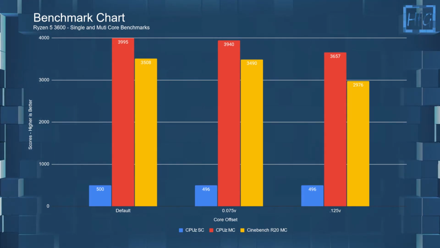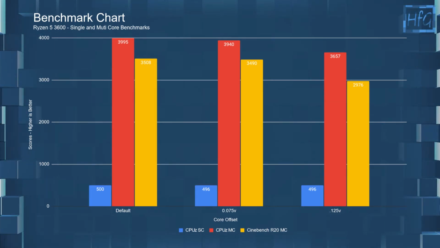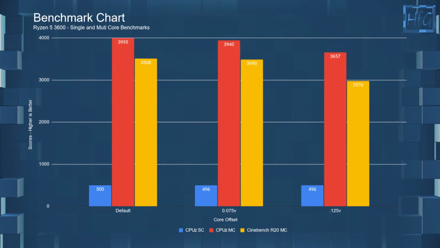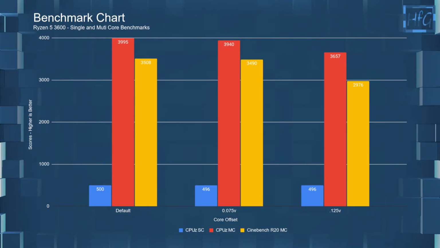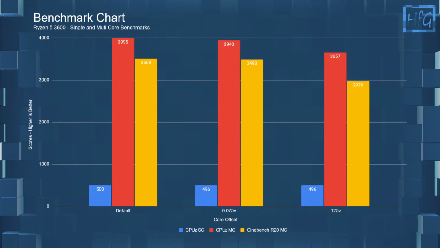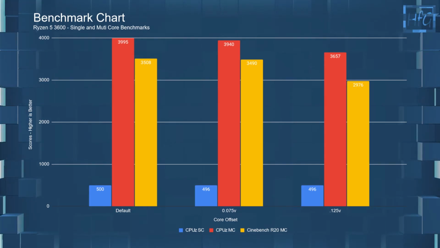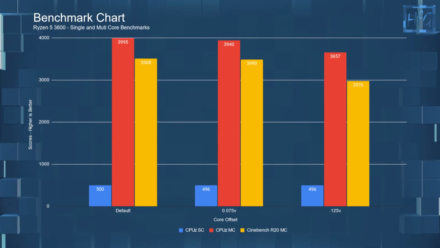And we see that the default and 0.075 volt have pretty much the same scores, but the 0.125 volt offset has a much lower multi-core score. Why is that? The CPU voltage is being choked just a little too much. Not so much that the system is crashing, but just enough so that the cores can't properly boost.